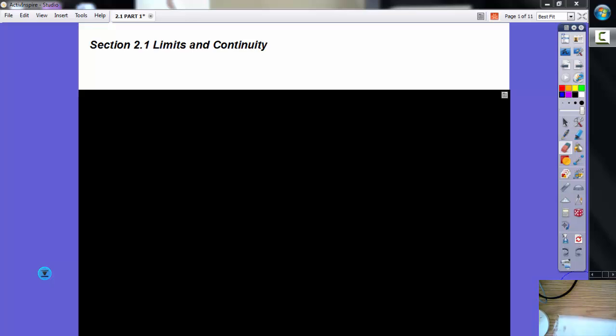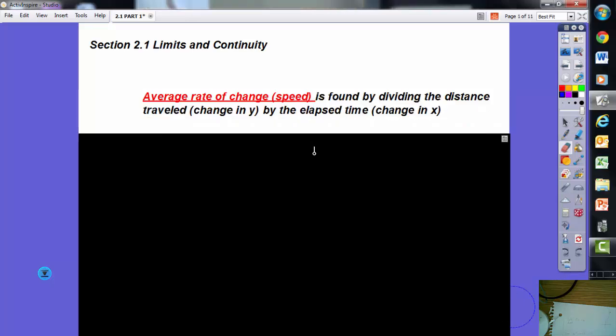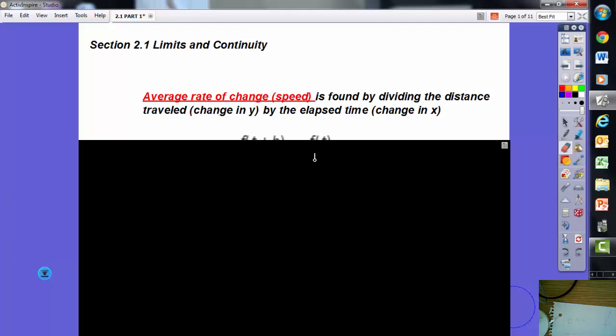Okay, lesson section 2.1, limits and continuity. The first thing we're going to talk about before we talk about limits or continuity is the definition of average rate of change. You're going to see this a lot in this course. You're going to see find the average speed, find the average velocity, find the average acceleration. Anytime you're asked to find an average rate, you're going to take the slope of the secant of the function.